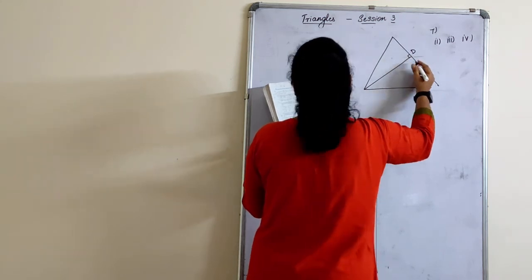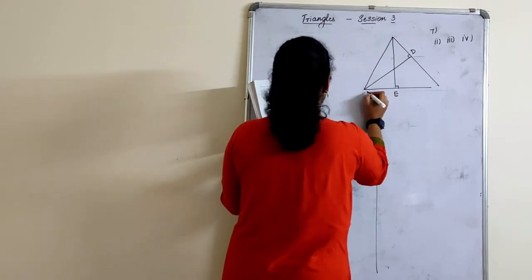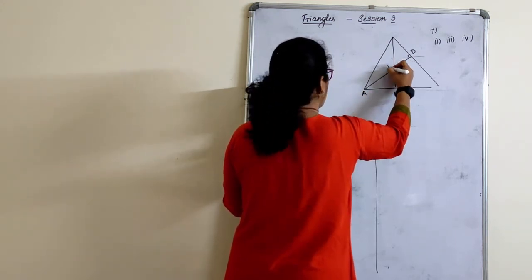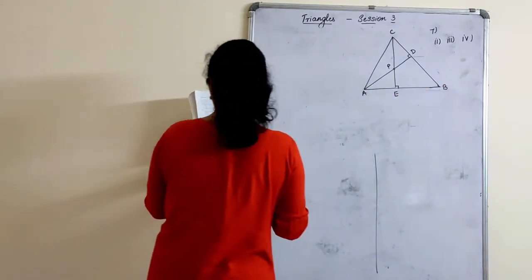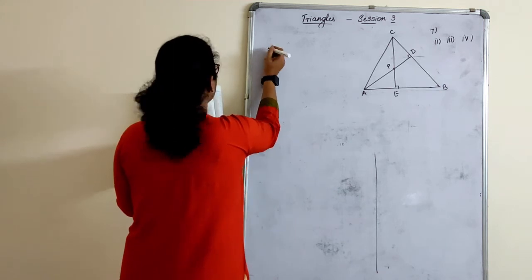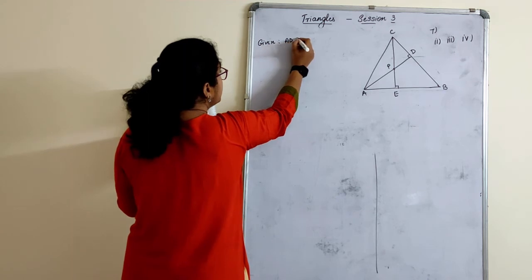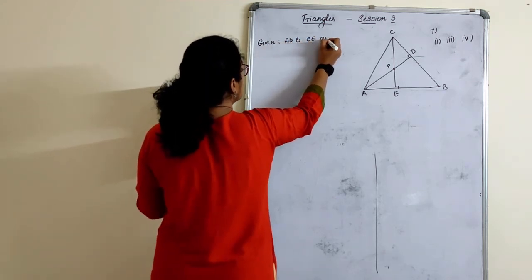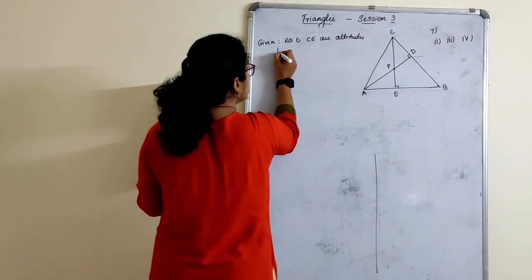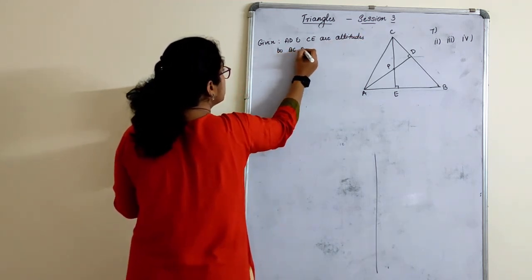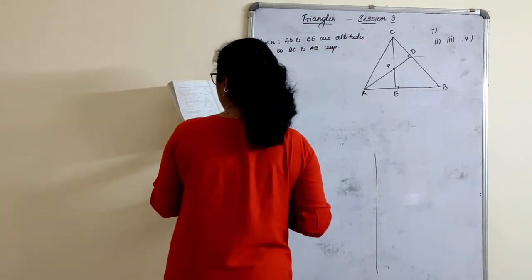So this is D. There is one more altitude. This is E, A. This point is P, C and B. Seventh one given: AD and CE are altitudes to BC and AB respectively. Okay.